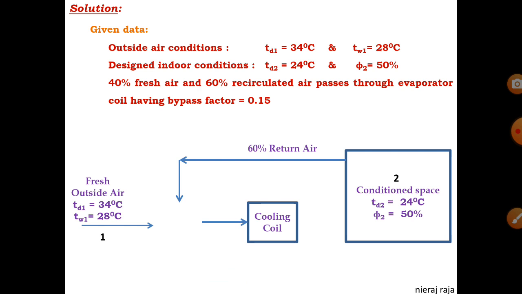So before the cooling coil there has to be a mixing chamber. This 40 and 60 proportion will mix together. This total air is now sent to the cooling coil, the evaporator coil, where the air conditioning takes place, and then it is supplied to that particular space or office. Accordingly, I can denote the points 3 and 4 before and after the cooling coil.